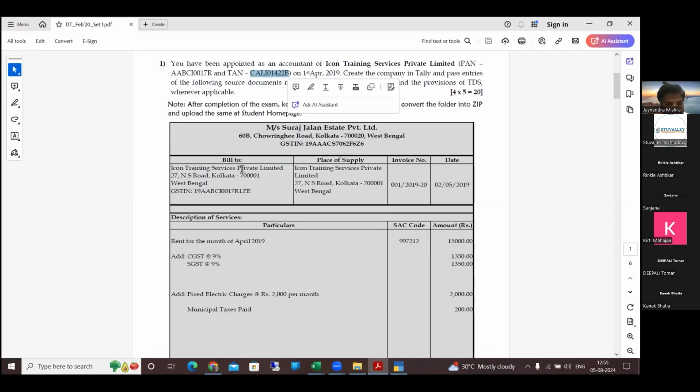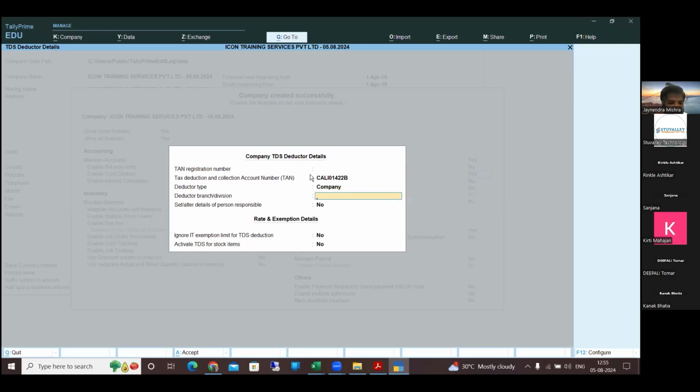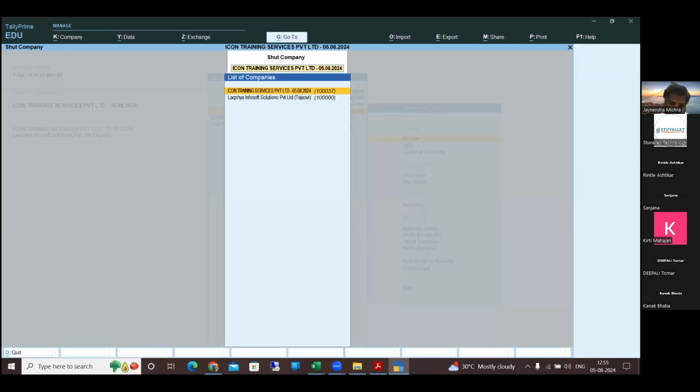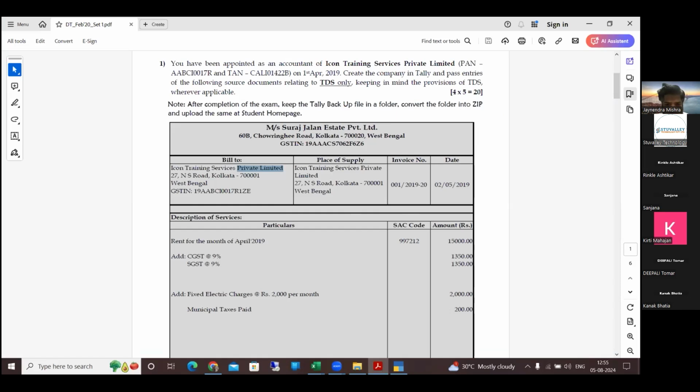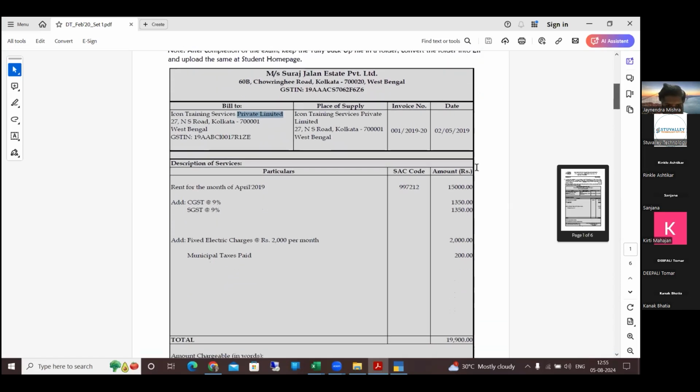Deductor type. We are deductor, friends, and we are a private limited company. That means we are a company. Save it. Control A. Then close the company in which you don't want to work. Done.